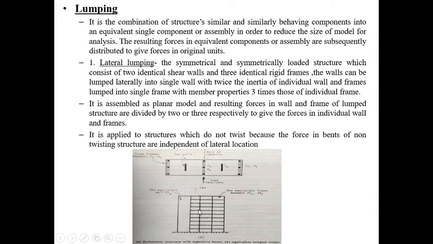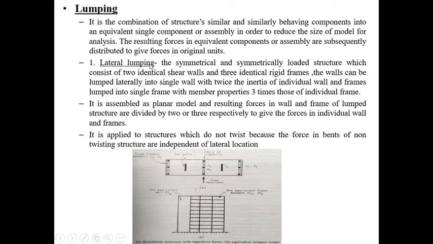The different components, the beams and columns, if they have similar behavior, then we can represent them as a single component or assembly, in order to reduce the size of the model for analysis. Whatever resulting forces we get in the equivalent components of the assembly are subsequently distributed to give the forces in the original units. Whatever forces and values we get from that lumping model will be distributed to the original units in the subsequent manner.